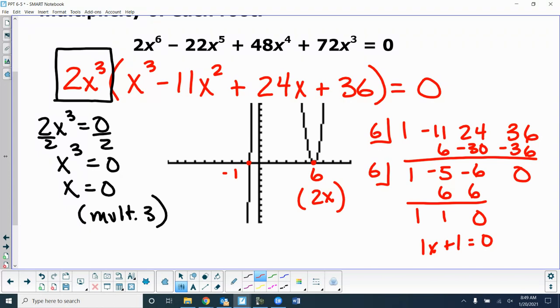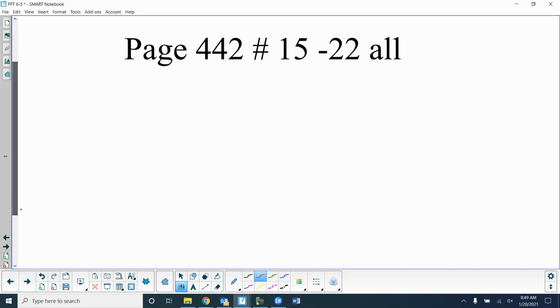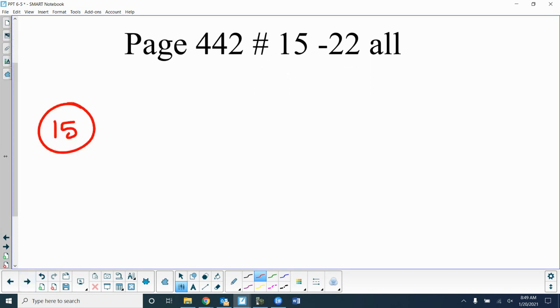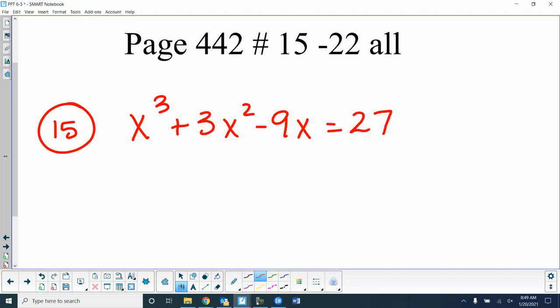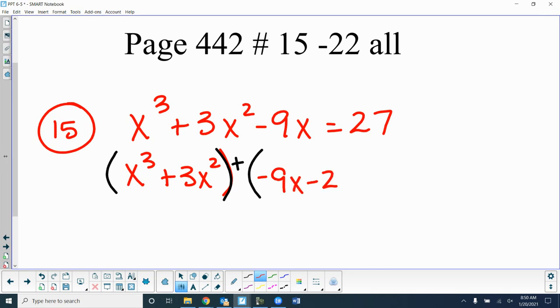You want to go over? Can you do number 15, please? Sure. So we got x cubed plus 3x squared minus 9x minus 27 equals 0. So the first thing we got to do is move the 27 over, so it's equal to 0. And we're going to group it. All right, so I'm going to put these two together, plus sign in between, -9x minus 27 equals 0. Okay? So, we okay with that part?